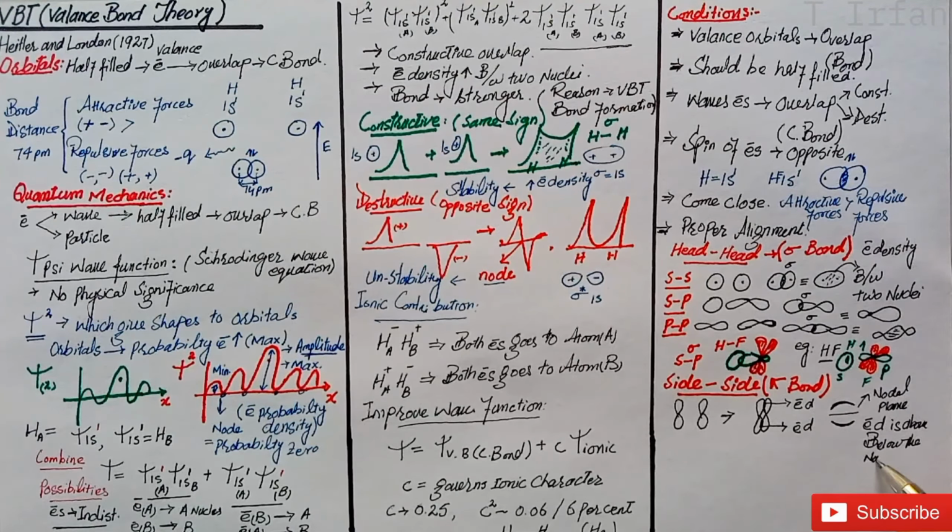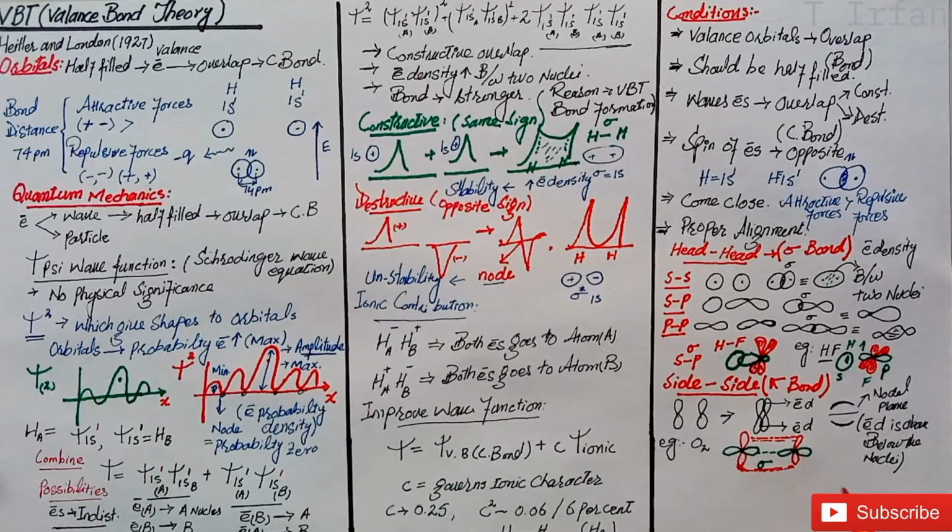For example, when we discuss the oxygen molecule, each oxygen atom has two half-filled p orbitals. Two half-filled orbitals overlap head-to-head and form a sigma bond, and the other two half-filled p orbitals overlap side to side and form a pi bond. In this way, the oxygen molecule forms one sigma bond and one pi bond, which we can represent in this way.